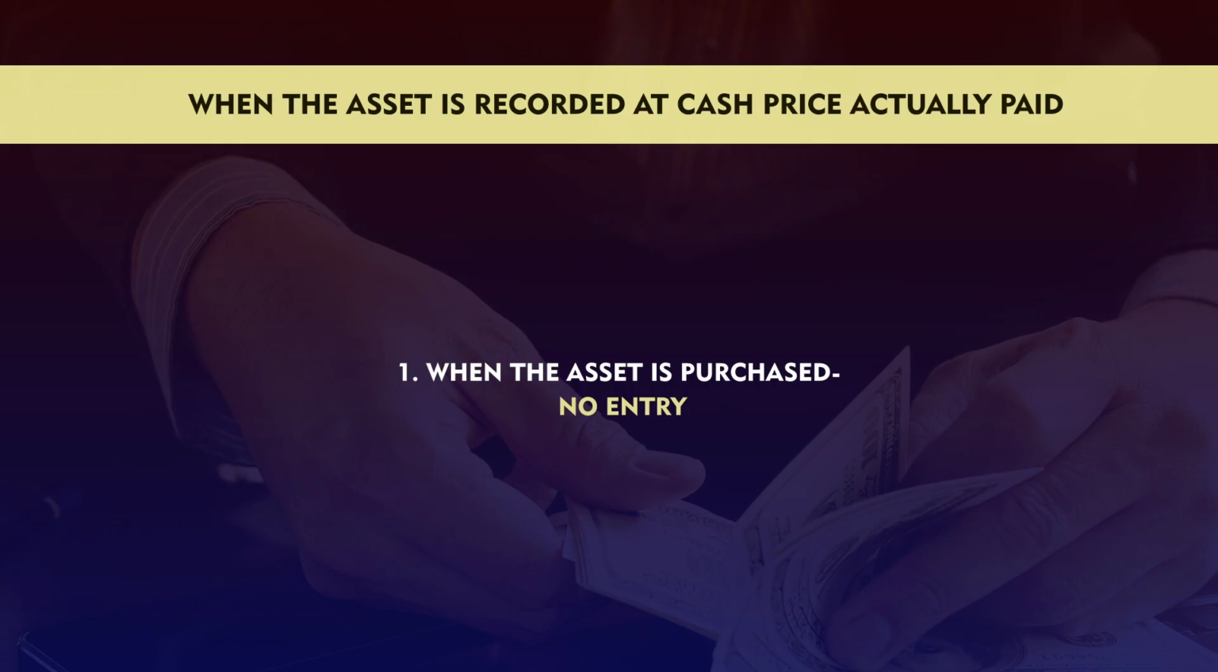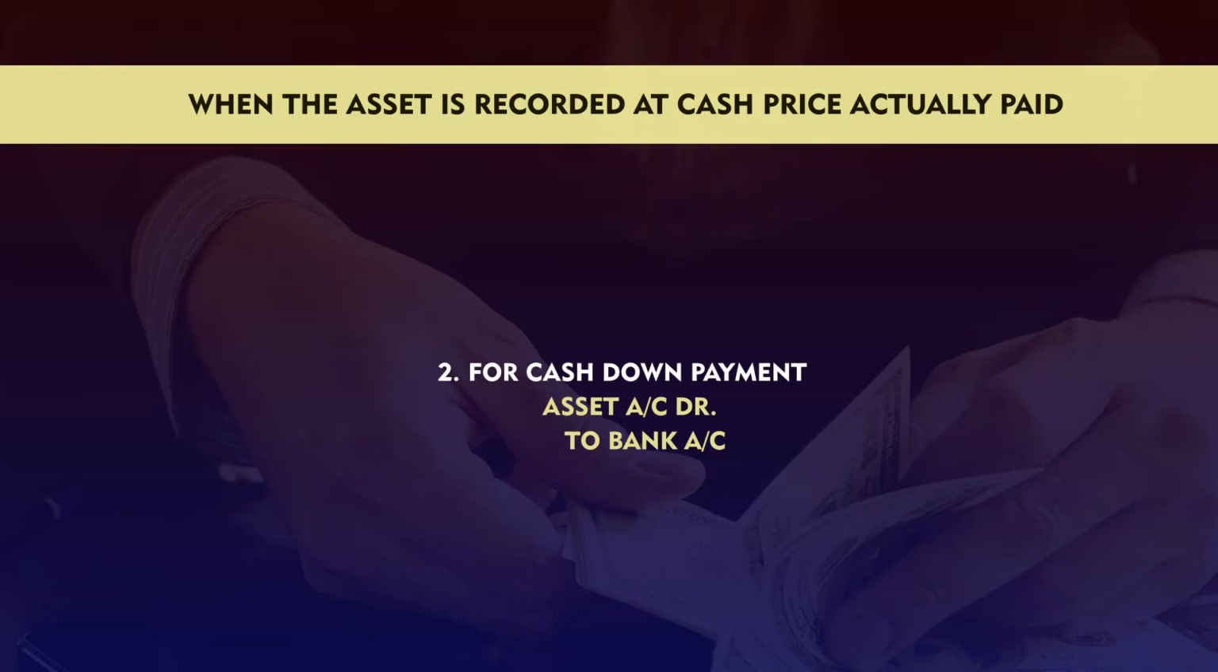Therefore, when the asset is purchased, the hire purchaser has no right to debit the asset account, because unless he makes the last payment of the installment, he cannot debit the asset account. Debiting the asset account means that the hire purchaser has become the owner of that asset. So, he cannot be an owner unless he makes the last payment to the hire vendor successfully. So, here for cash down payment, the entry is very simple: asset account debit to bank.